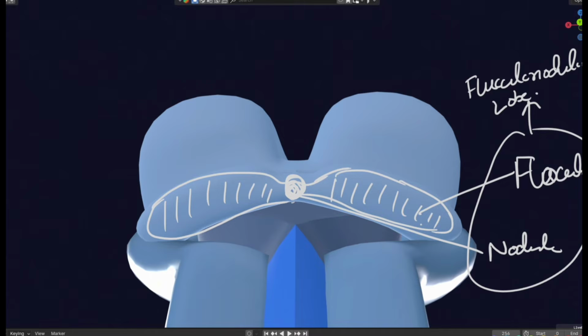And by the way, these lateral swellings, as they develop, textbooks say that they form a dumbbell shaped swelling basically.